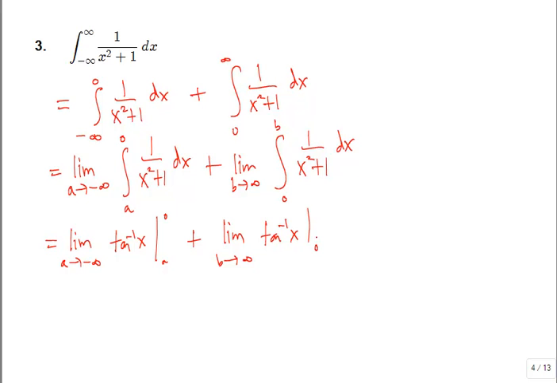So now I'm ready to plug in my bounds. When I plug in 0, this is going to be the inverse tangent of 0 minus the limit as a goes to minus infinity of the inverse tangent of a. And then for the second one, I'm going to get the limit as b goes to infinity of the inverse tangent of b minus the inverse tangent of 0.